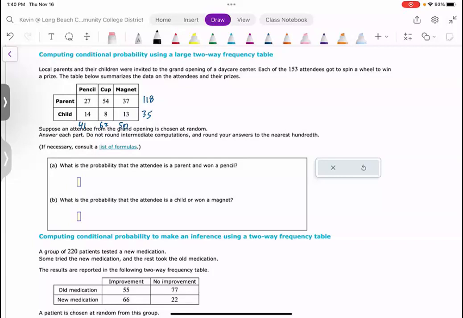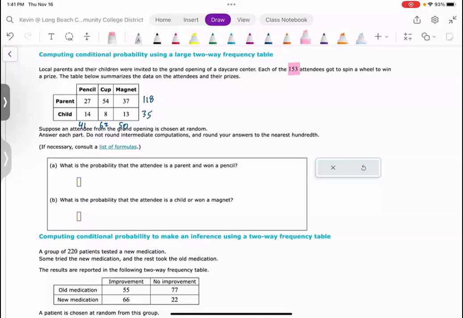Local parents and their children were invited to the grand opening of a daycare center. Each of the 153, that's the total, attendees got to spin a wheel and win a prize. The table below summarizes the data on the attendees and the prizes. So just make sure we're reading this correctly. There were 8 children that won a cup as a prize, and there were 37 parents that won a magnet for a prize, and so on. Suppose an attendee from the grand opening is chosen at random. Answer each part and do not round your final answers to the nearest hundredth. So we're getting a decimal for this one.